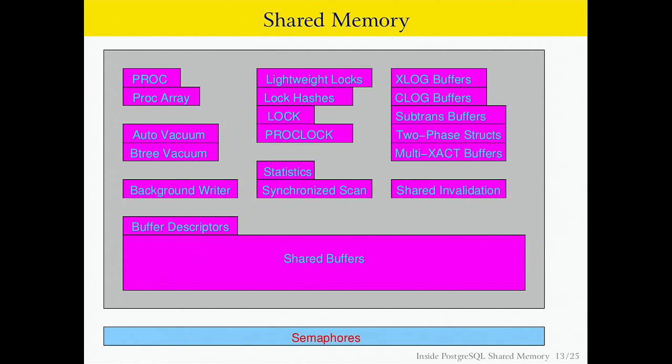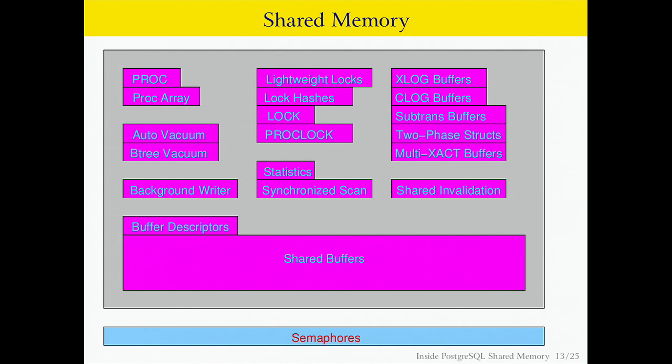There are some other things in there. We have the proc array. We talked about that. We have a slot, we record for every session what's its process ID, what locks is it holding, what user ID is it, what database is it, and so forth. We have some auto vacuum things, some background writer information there. We have some information about locking, some information about statistics and synchronized scans. We have the Xlog buffers and the CLog buffers. These are in-memory representations of the most current data we're writing into the Xlog and the CLog. We have sub-transactions, two-phase commit, multi-exact, shared invalidation, and we also have a buffer descriptor section.